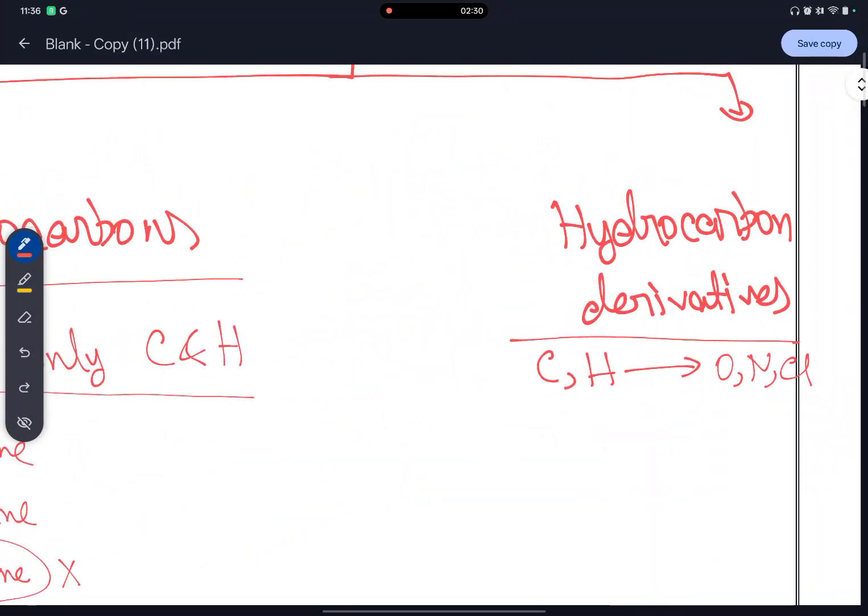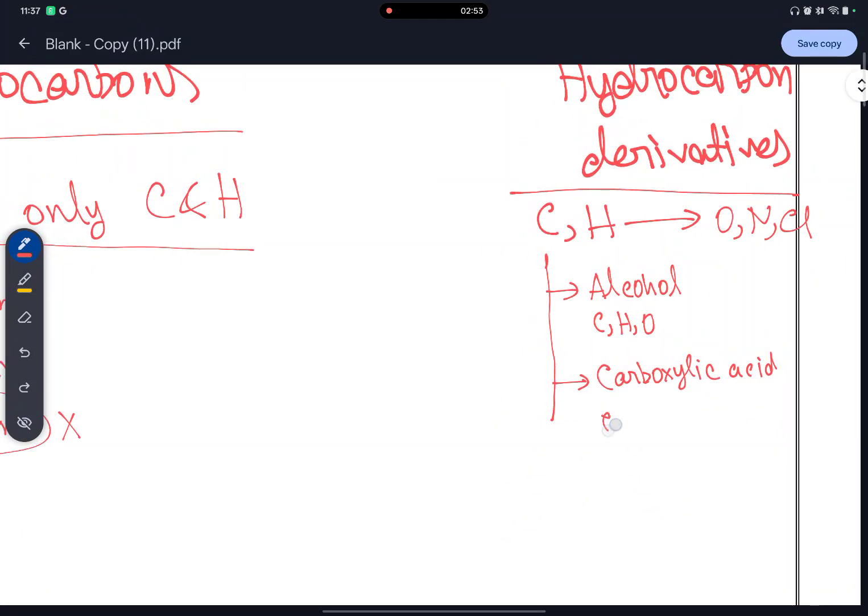Now, let's go to the hydrocarbon derivatives, the things that have carbon, hydrogen, and another element. The first one will be alcohol. Alcohol has carbon, hydrogen, and oxygen. Second one is carboxylic acid. This one also has carbon, hydrogen, and oxygen. And third one is ester. Ester also has carbon, hydrogen, and oxygen.